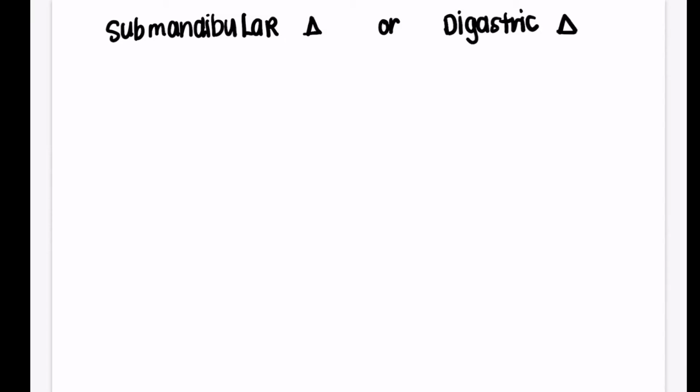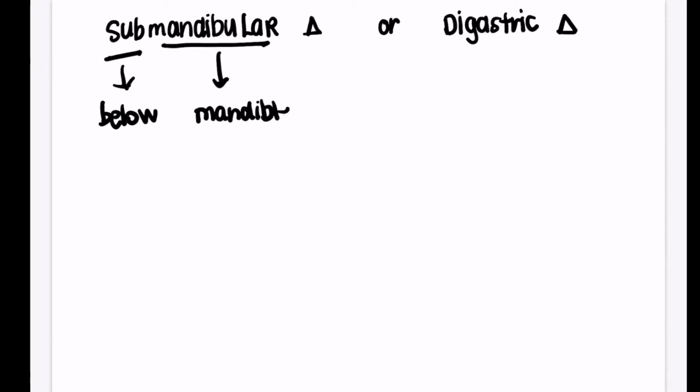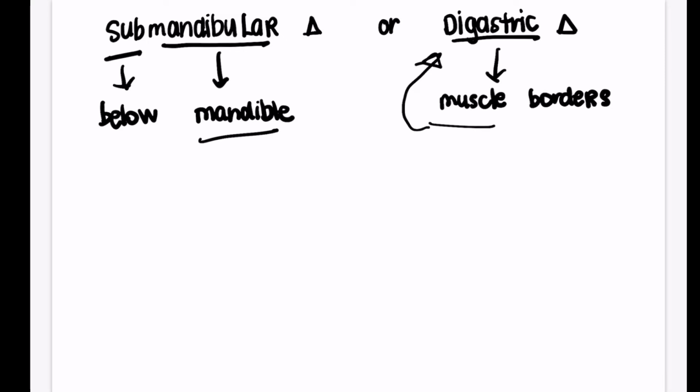In this video, we will be discussing the submandibular triangle, or the digastric triangle. It's called the submandibular triangle because sub means below and mandibular refers to the mandible. So this triangle is located below the mandible. It's also called the digastric triangle because its borders are formed by the digastric muscles.